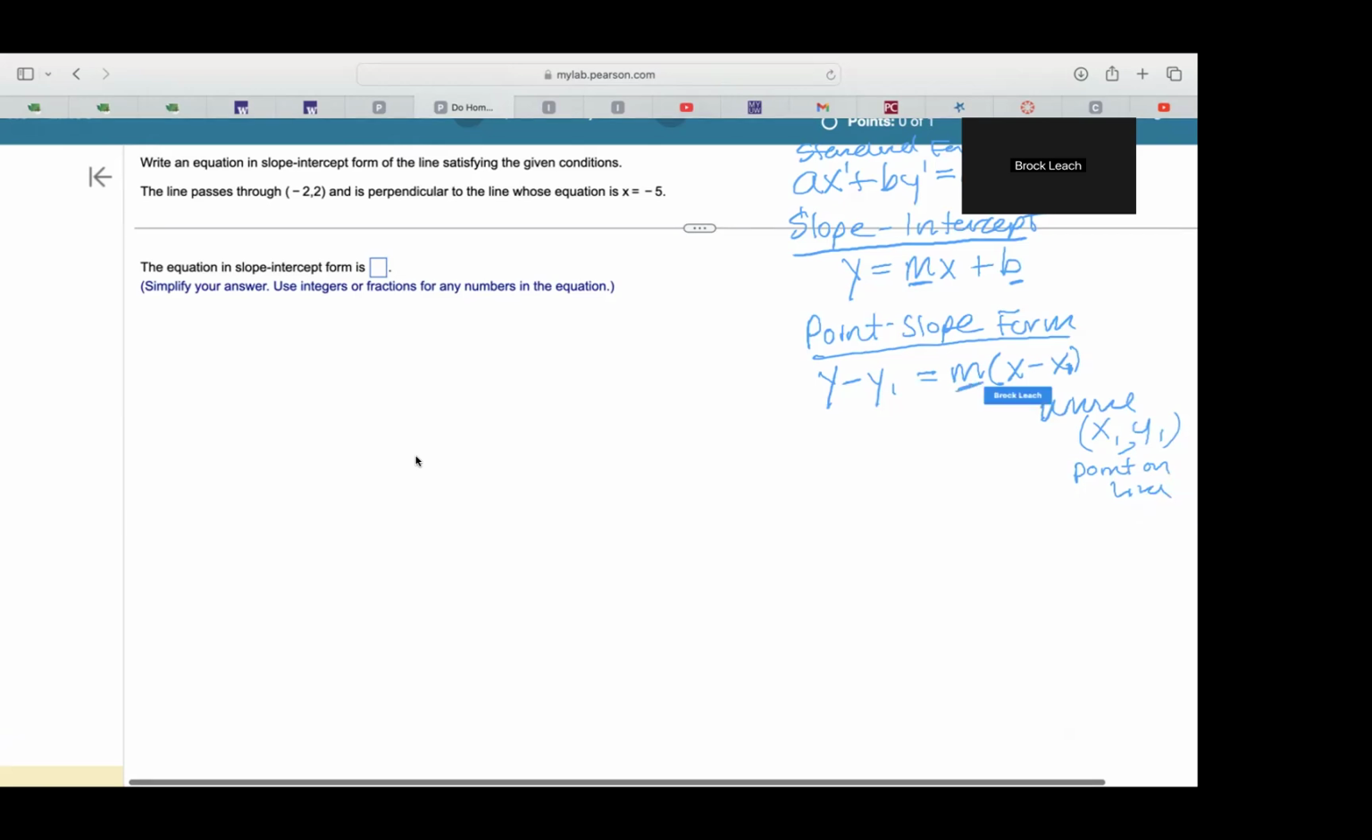Well, m is always a slope. You guys know that. So if we know a point and a slope that it passes through, well, we can use that one. But this one is a little easier because they say that x is equal to -5 is the equation of the line that it's perpendicular to.